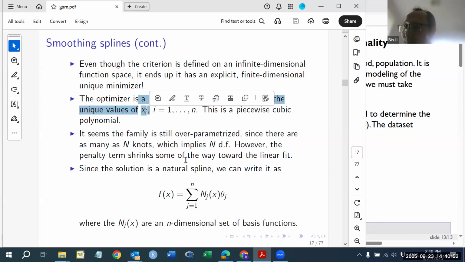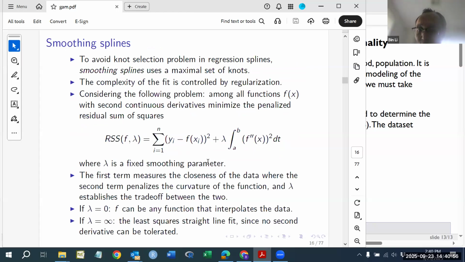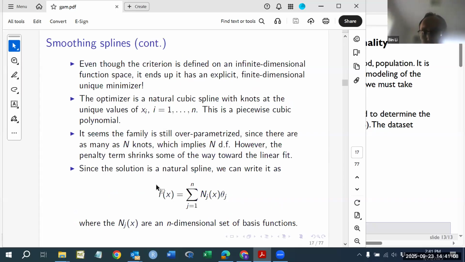Is that right? Possibly. But don't forget that we have a lambda here. So we can choose the lambda wisely through cross-validation so that we can avoid overfitting. Okay, so that's the simple solution.